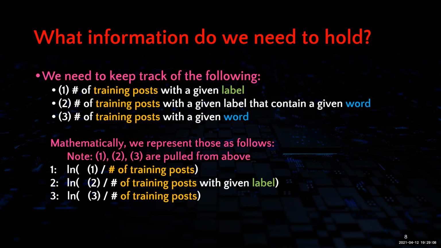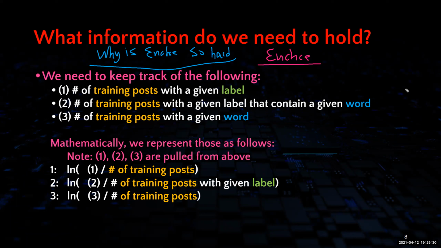So I'll go ahead and give an example of a post. I'll say, why is euchre so hard? That's going to be our post. In our training set, we're going to get a post and a label, and our label for this is going to be euchre. Whenever we're doing a training post, we want to add this information to our data structures. So we want to keep track of 3 things here. The number of training posts with a given label. So every time I read a training post, I want to reflect that I have seen euchre one more time. So how do we do that?